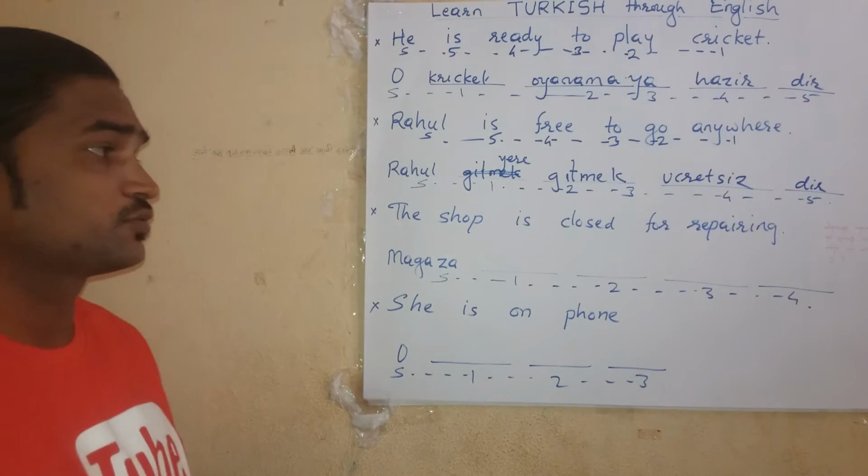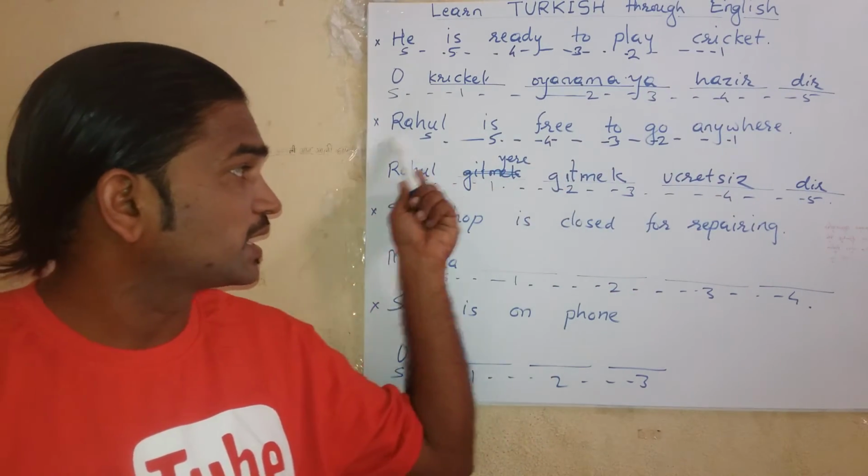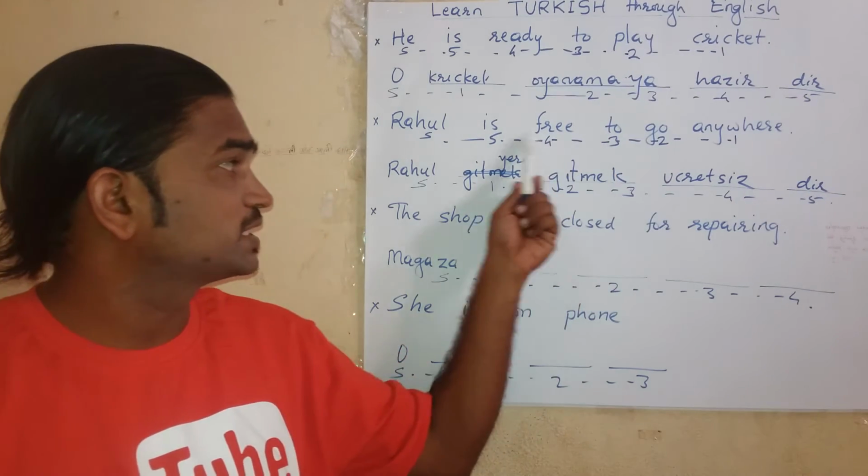The word for is there. Rahul ere git make usret siz dir.